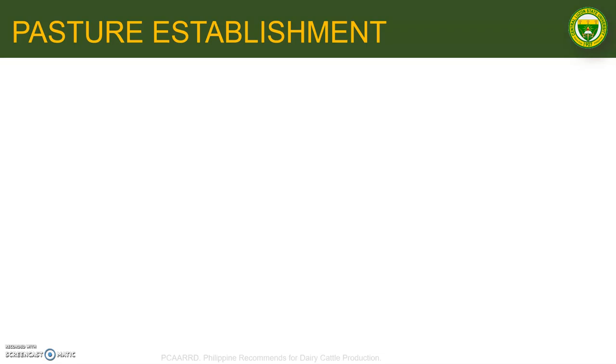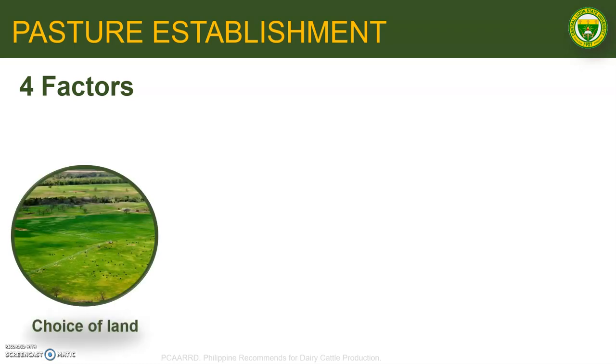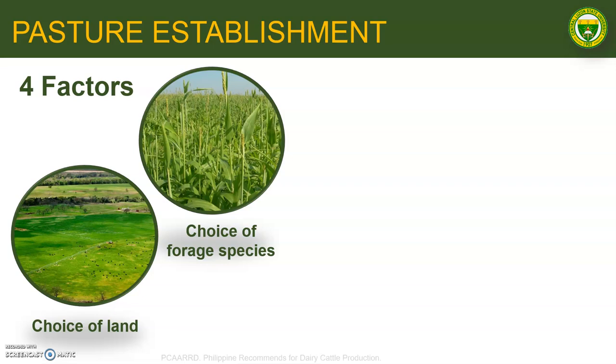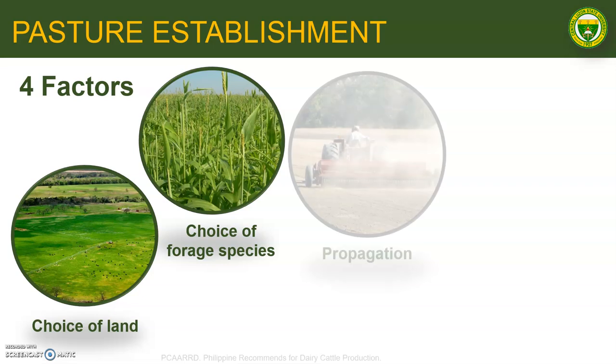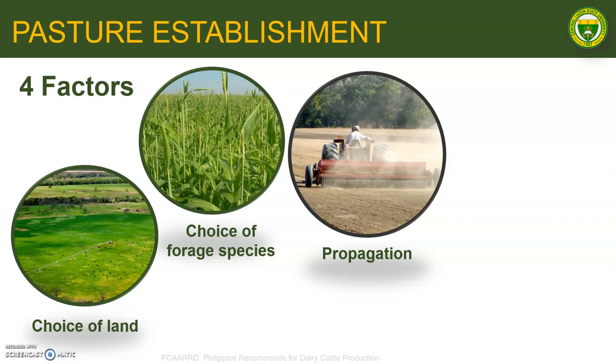In the establishment and management of pasture, at least 4 factors must be considered. First is the choice of land. The forage area should preferably be fertile, slightly elevated, and have available water. Second is the choice of forage species. Forage crops to be planted must be high-yielding, nutritious, palatable, able to compete with weeds, resistant to trampling, and thrive under shade.